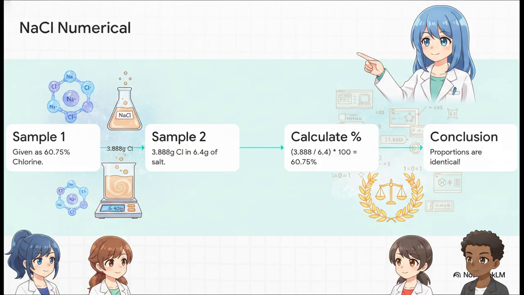Imagine you're given 2 samples of common salt, sodium chloride. Sample 1 is already calculated for you at exactly 60.75% chlorine. Now, sample 2 tells you there are 3.888 grams of chlorine sitting in a 6.4 gram total sample.